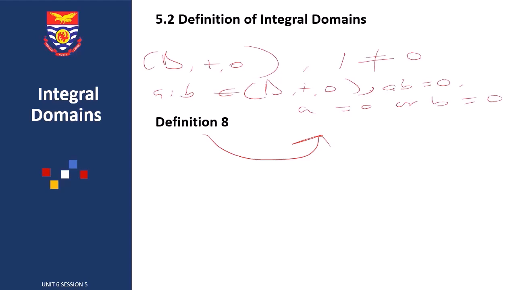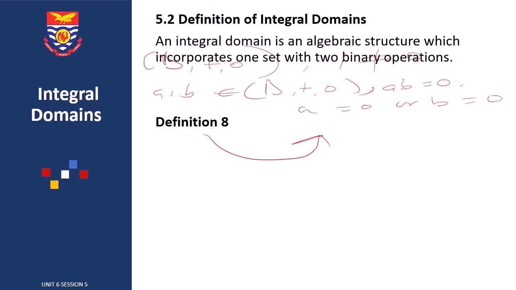An integral domain is an algebraic structure which incorporates one set with two binary operations. So you can see here, I should have asked you to explain. You can see one set and then we have the two binary operations. Okay, so an integral domain is a structure which incorporates one set with two binary operations. So let me clean it so that it will come there for you to see.